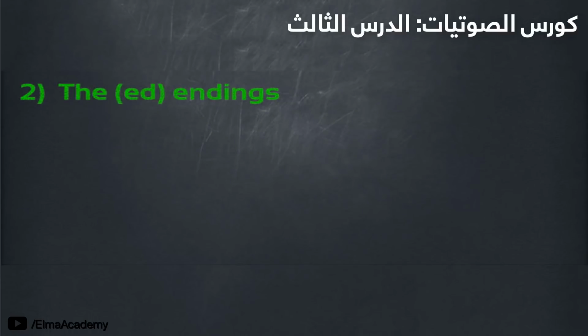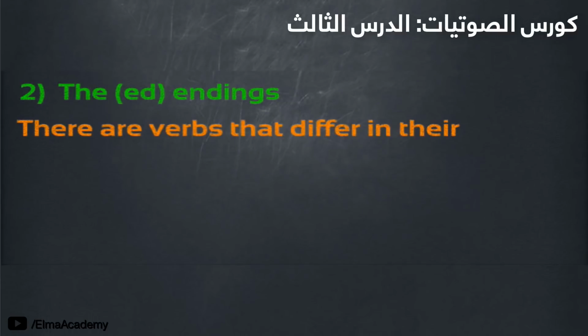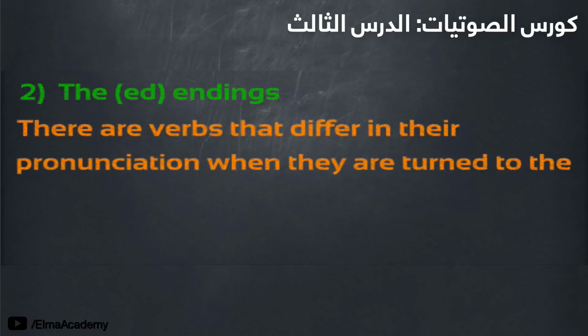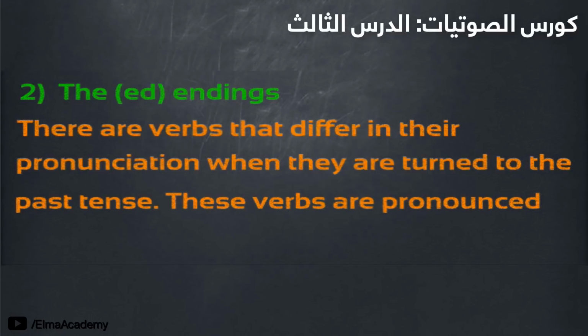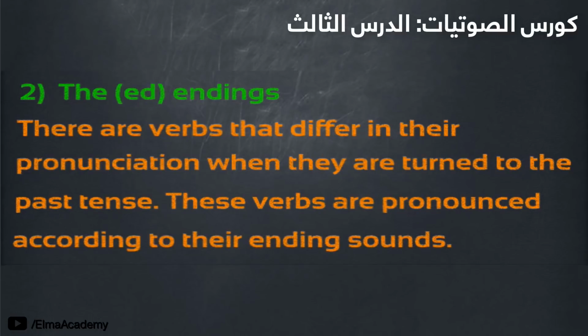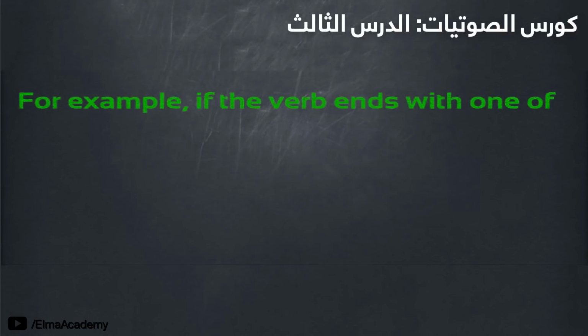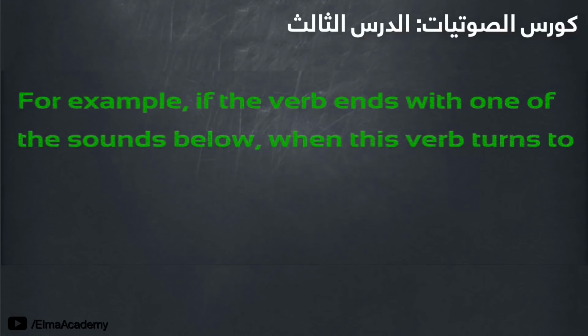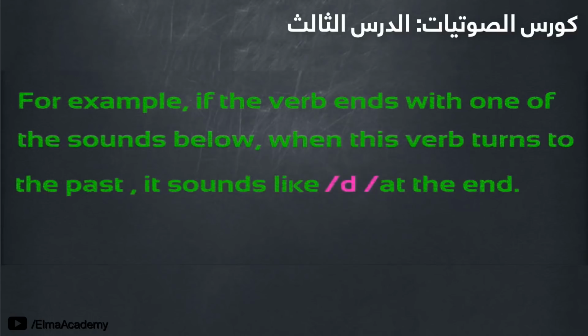The ed endings. There are verbs that differ in their pronunciation when they are turned to the past tense. These verbs are pronounced according to their ending sounds. For example, if the verb ends with one of the sounds below, when this verb turns to the past, it sounds like d at the end.